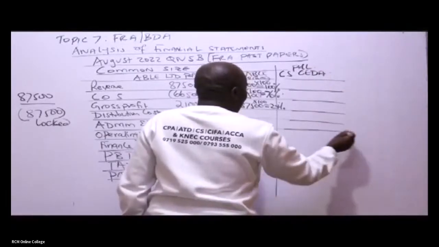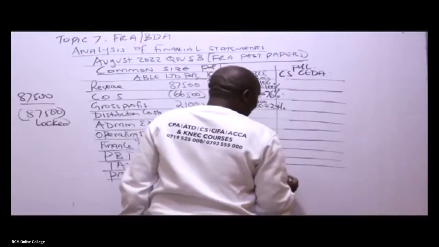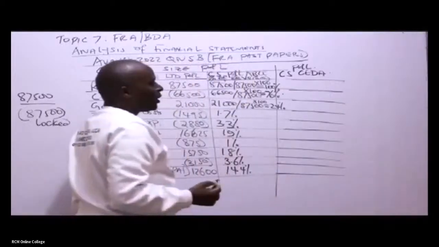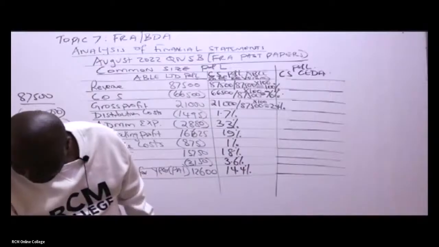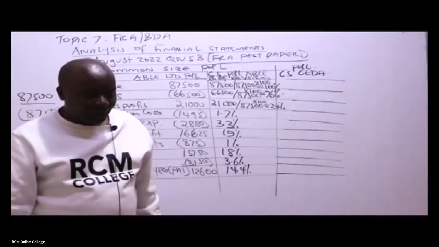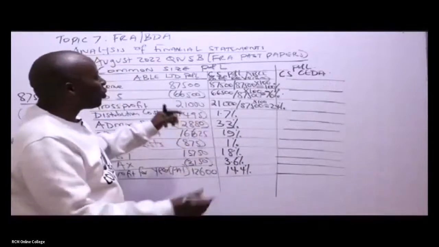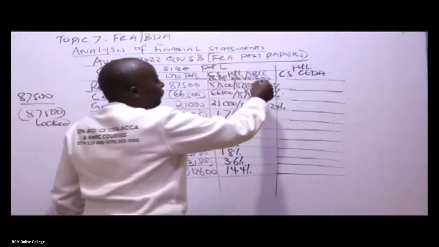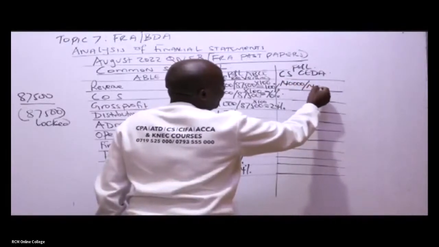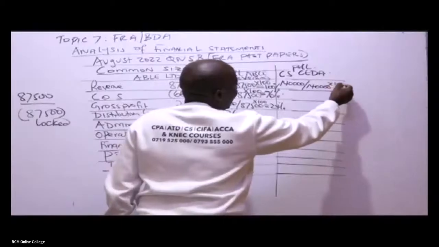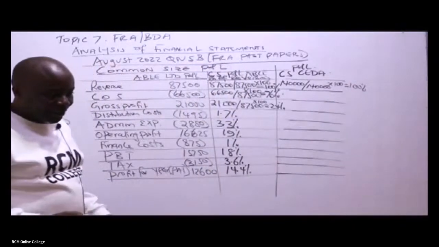Is there somebody who is able to see the baseline for CIDA? What is the baseline for CIDA? The baseline for CIDA, ladies and gentlemen, is the revenue given there, 140,000. Thank you so much, Irene. So for this one, of course, you start with 100%. So for the first one, it will be 140,000 divided by 140,000 times 100, which will be 100%.